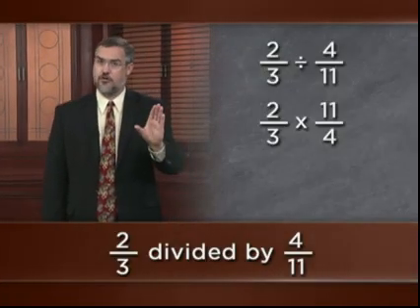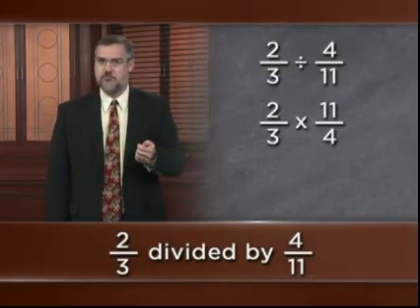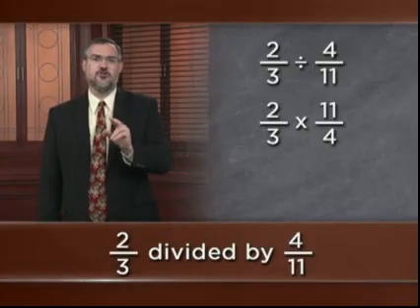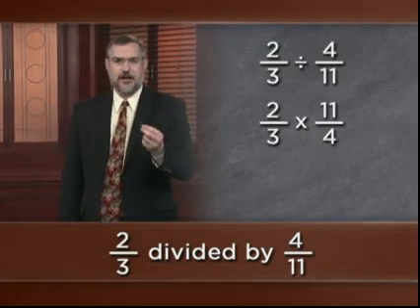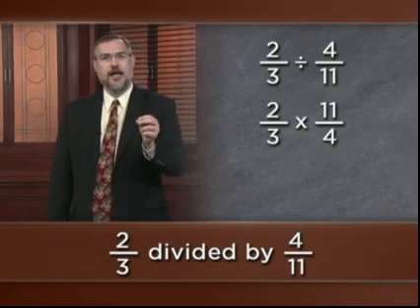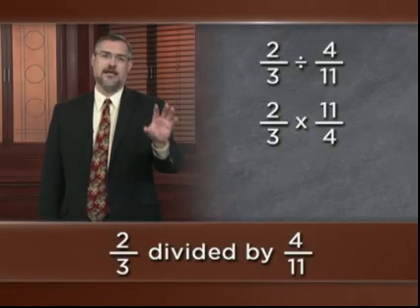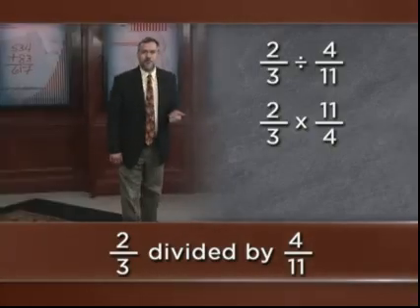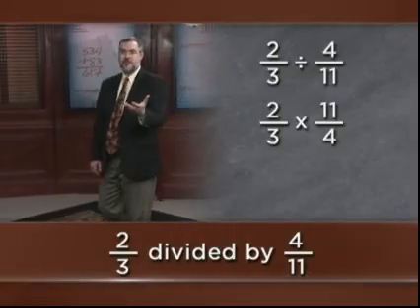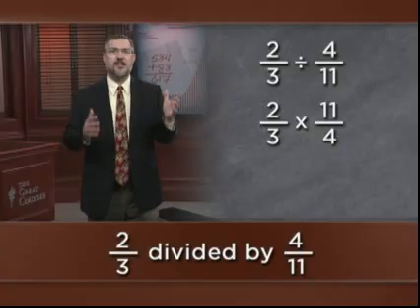So the original problem, 2/3 divided by 4/11, will have the exact same answer as the multiplication problem, 2/3 times 11/4. Do you see what we've done? We switched the division to a multiplication, and we switched the second fraction to its reciprocal. And notice that we did not touch the first fraction in the problem. It remains the same every time. But now, I hope that you realize that we're staring at a problem that we learned to do in a previous lesson. And that's excellent.